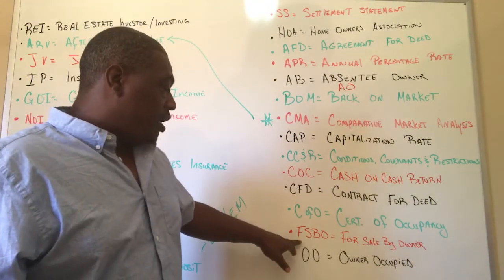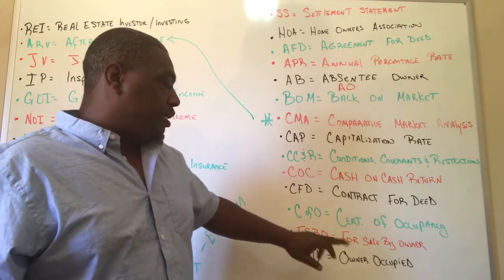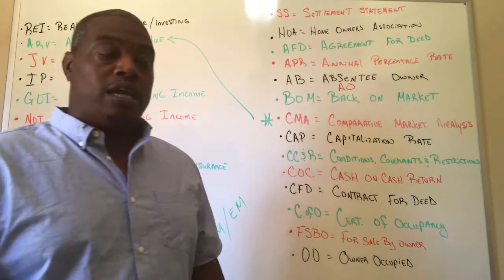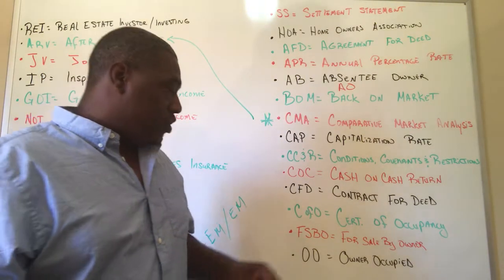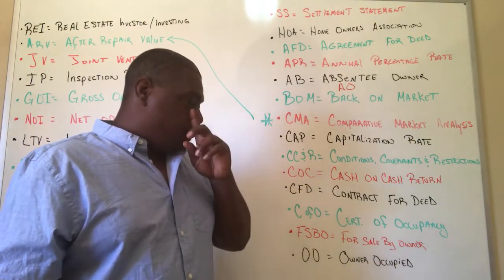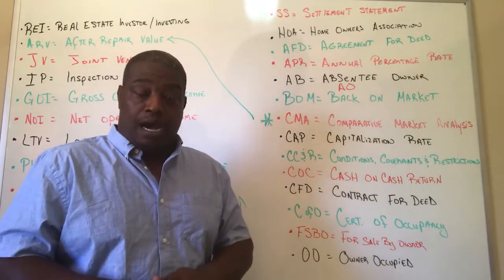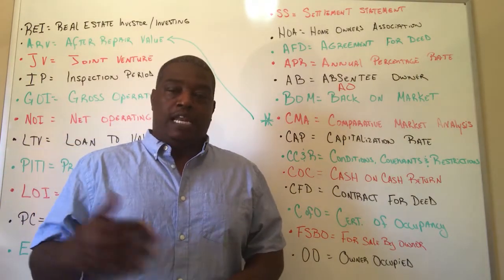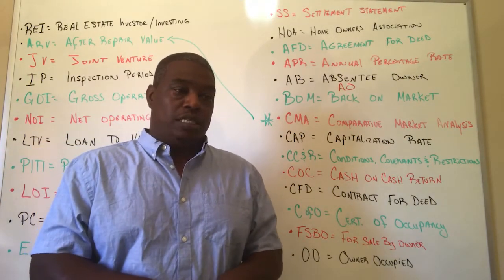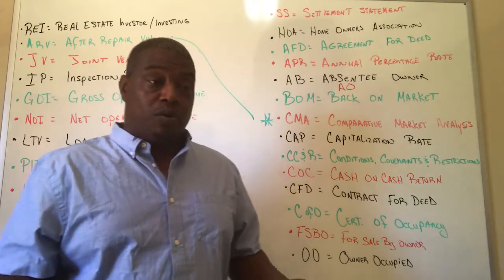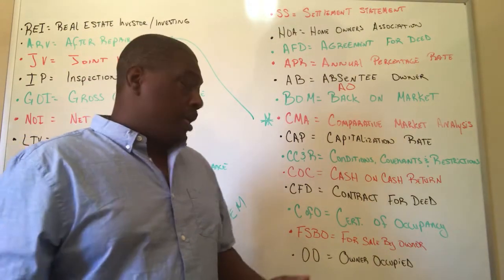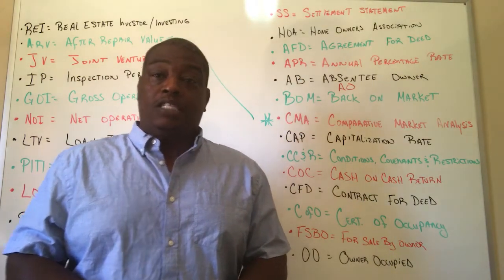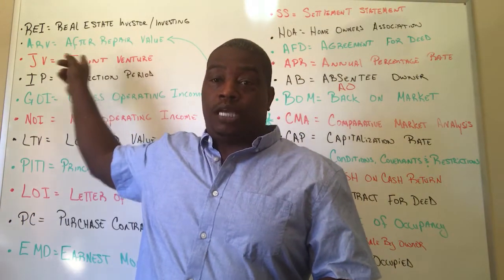Okay? Then you have FSBO, which is for sale by owner. This is properties that are sold without a real estate agent. Then you have OO, which is owner occupied. And this is important, especially as a wholesaler. When you're wholesaling a property and an owner lives there, you want to make sure that you do everything above board, even when there's a tenant living there. But OO stands for owner occupied. Next, we will go back to the top.